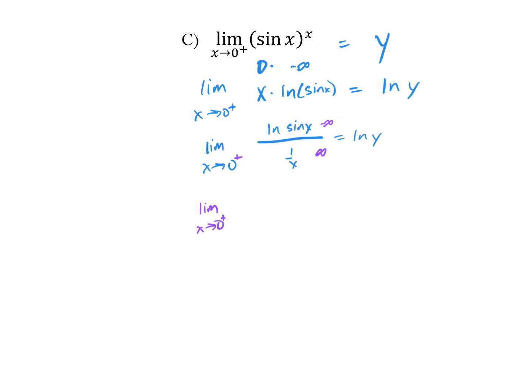All right, so what's the derivative of the natural log of sine x? It would be 1 over sine x times cosine x, over negative 1 over x squared. Yeah? Would you be okay if I rewrote this as cotangent x? Because it's essentially cosine over sine.